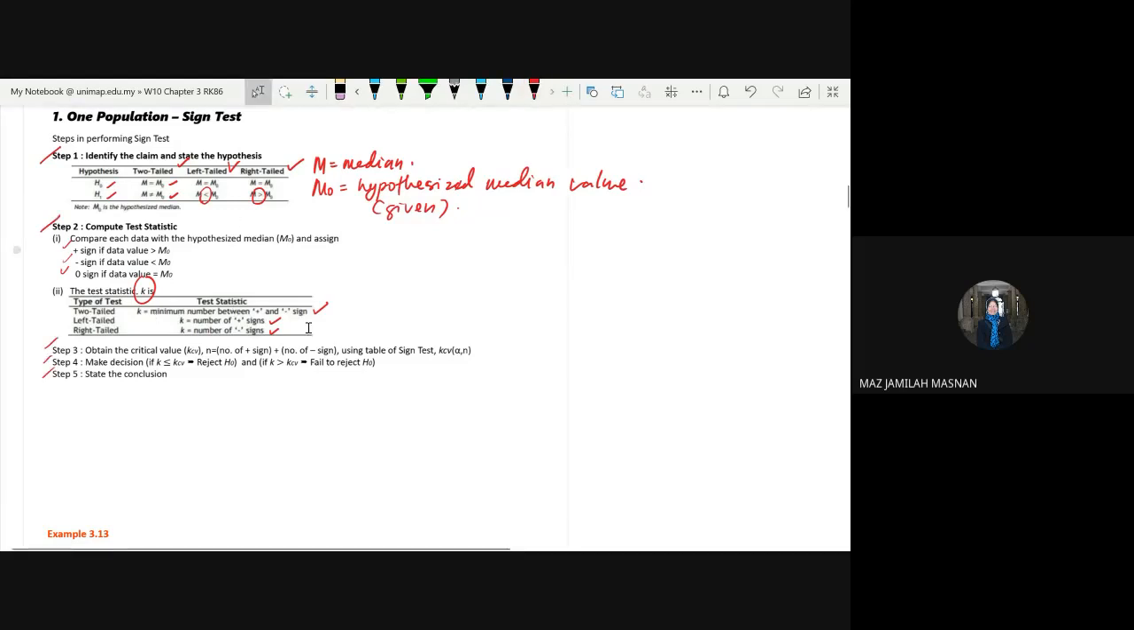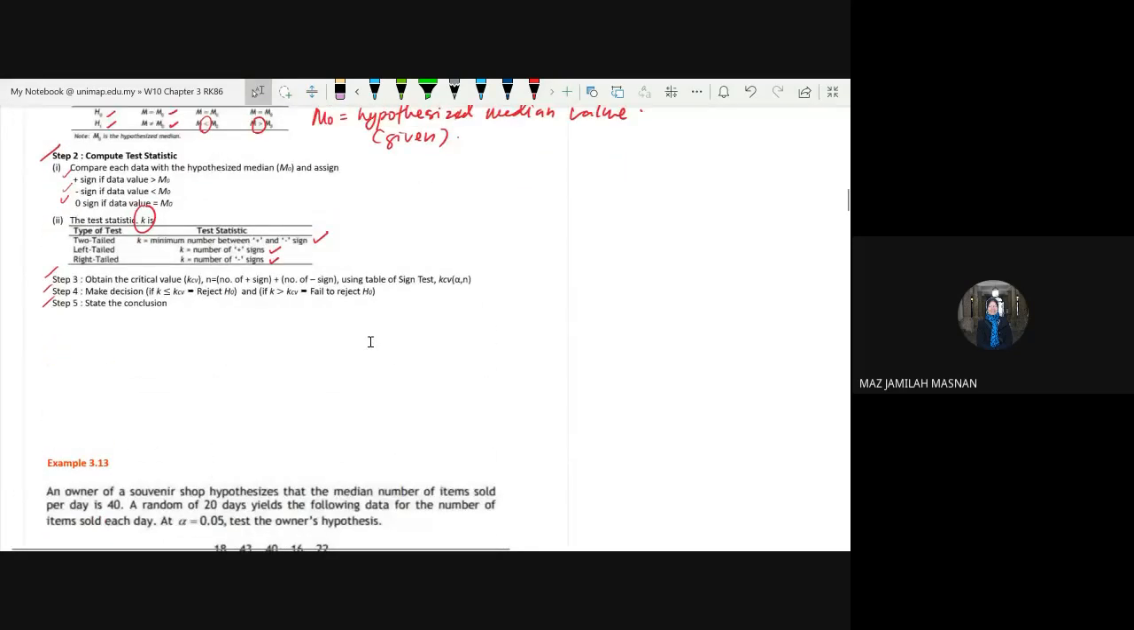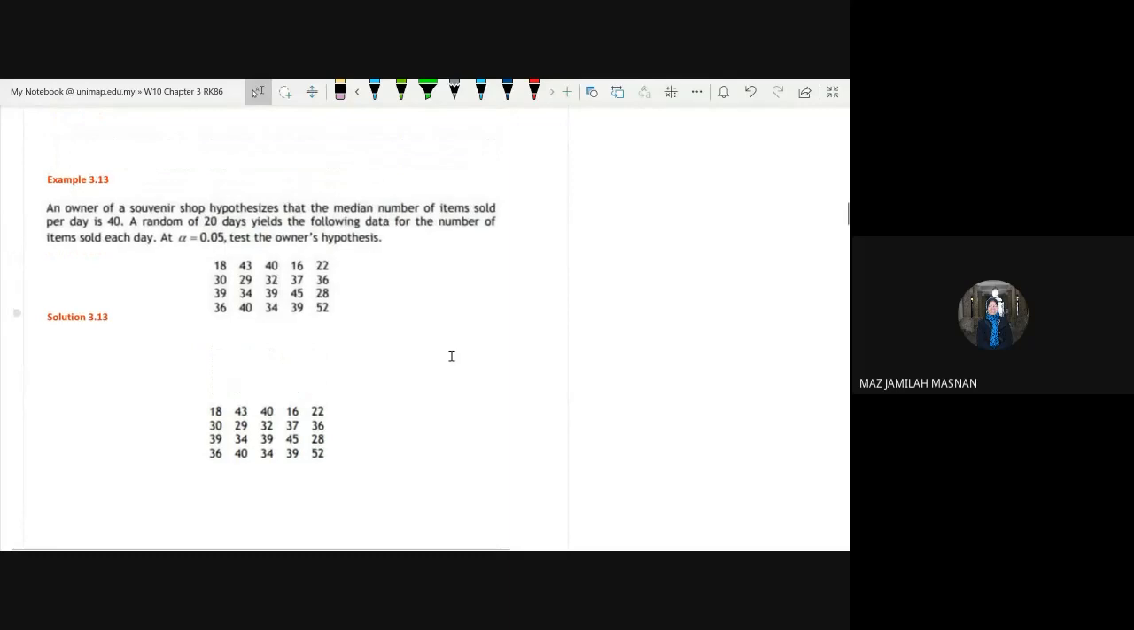So let us look at the example, because if I were to talk about this one, it would be just a theoretical thing, so it would be difficult for you to describe. Why don't we just do example 3.13? You can turn to your textbook, page 102.